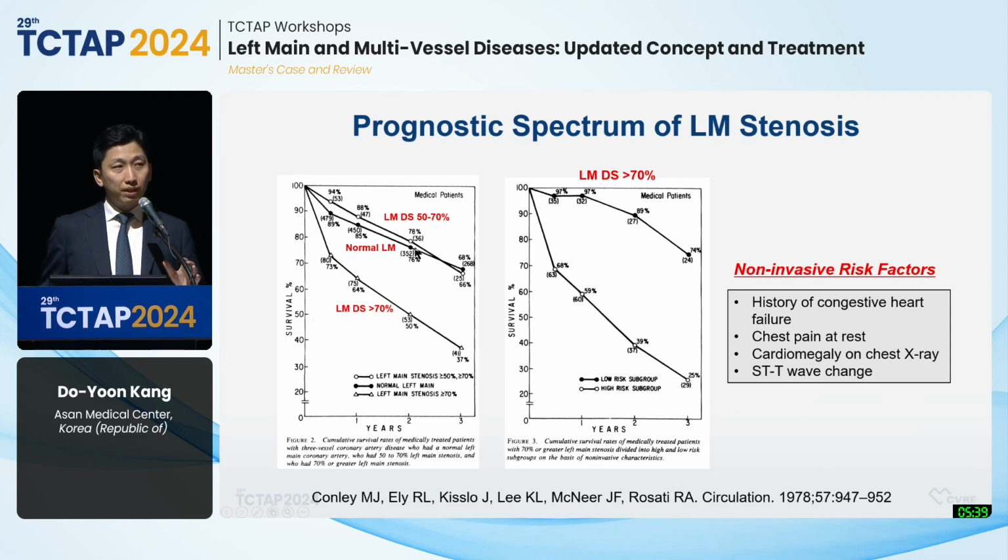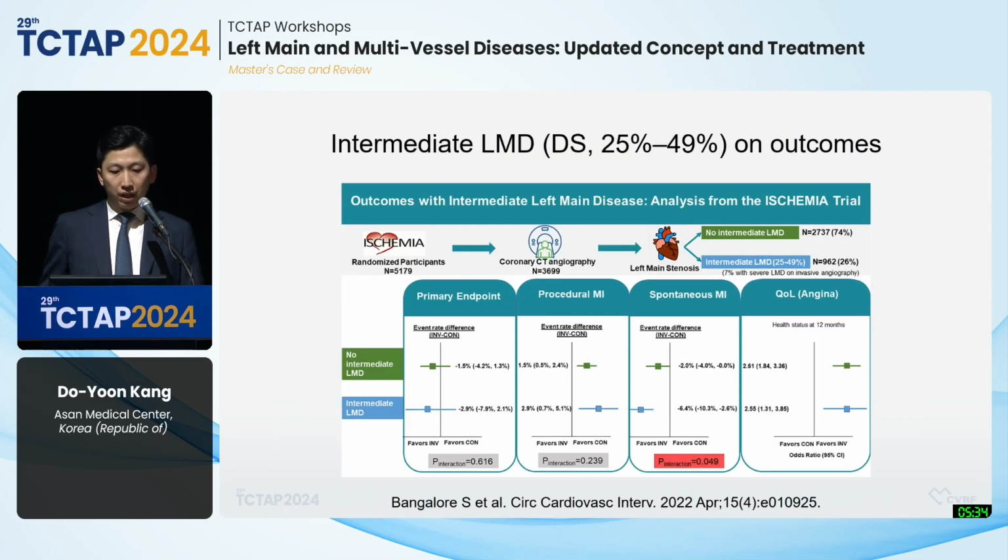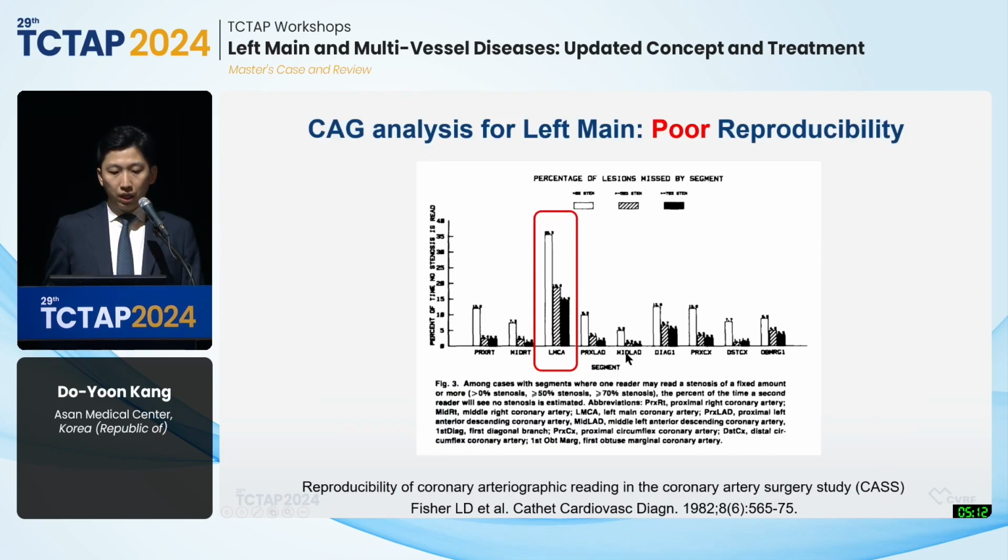Then what would be a good cutoff for the left main diameter stenosis? And also, intermediate left main disease in the ISCHEMIA trial, as Dr. Bangalore published, showed no difference in primary endpoint. However, even in intermediate left main disease, spontaneous MI was a little bit increased compared to conservative management.